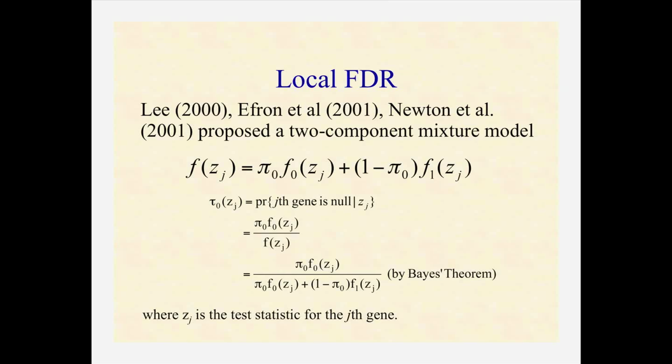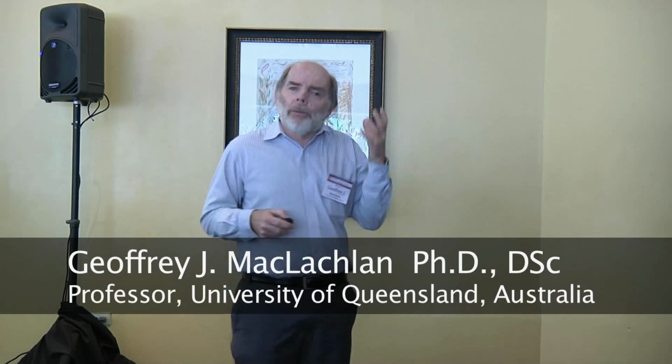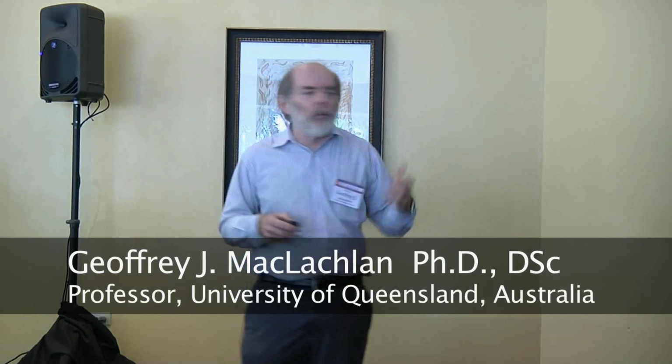And so the local false discovery rate is given by this notation here, tau sub naught of z_j. So it's the probability that the jth gene is null given that you've observed the value of this test statistic. And if you use Bayes' theorem, it's simply given by the proportion of null genes times the density under the null density, and then you've got this mixture density in the denominator. So I suppose you can think of this as arising in an empirical Bayes framework, but I'm not using this in a Bayesian framework. I'm not going further and putting priors on these parameters here, but of course you could do that.